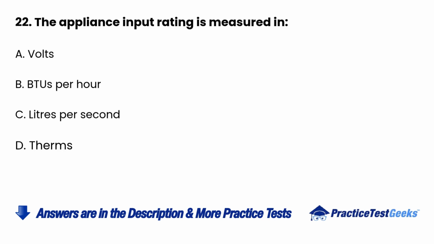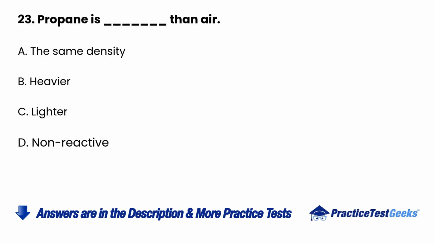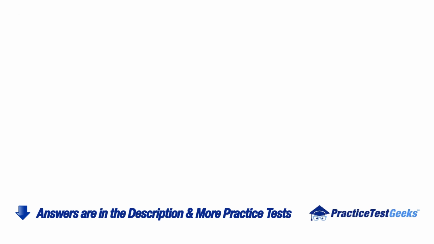22. The appliance input rating is measured in A. Volts. B. BTUs per hour. C. Liters per second. D. Therms. 23. Propane is blank than air. A. The same density. B. Heavier. C. Lighter. D. Non-reactive.